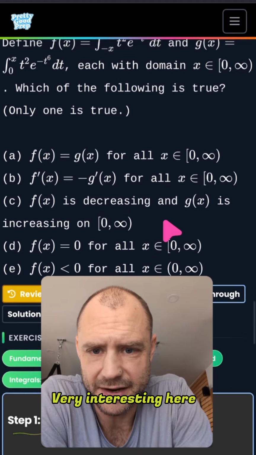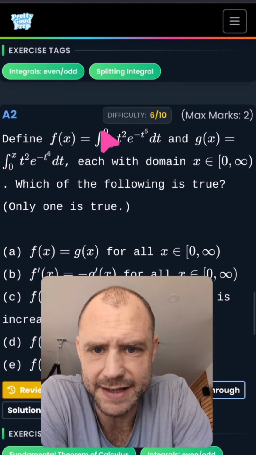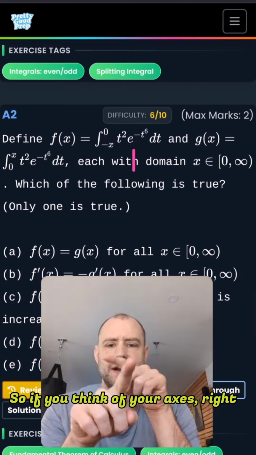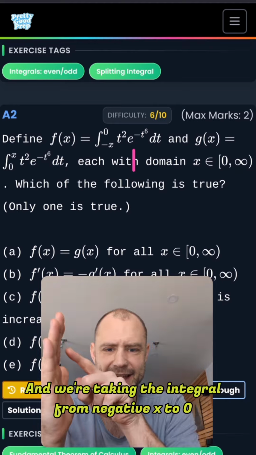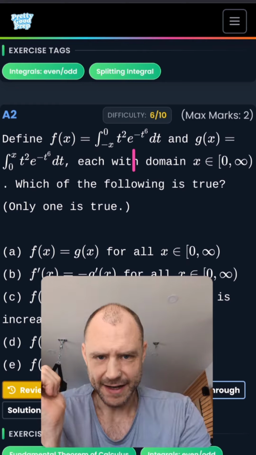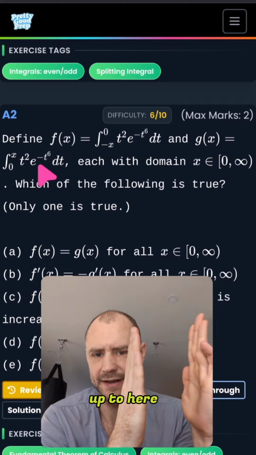Okay, very interesting here. So let's look at what we're dealing with, what these functions are. As I already said, this is the area under this curve from negative x to 0. So if you think of your axes, you've got negative x over here, yeah? And we're taking the integral from negative x to 0. This is the y-axis here. And the next function, g of x, is taking the integral from 0 up to here, okay?